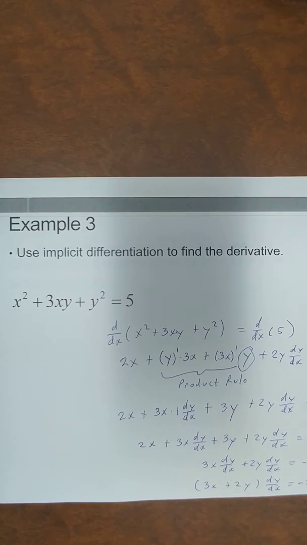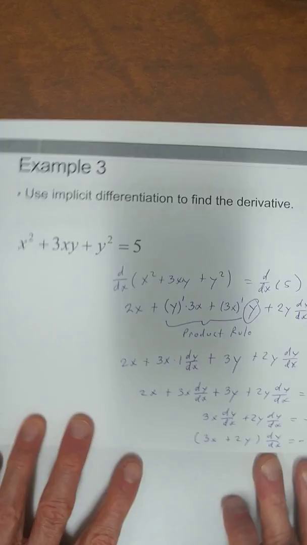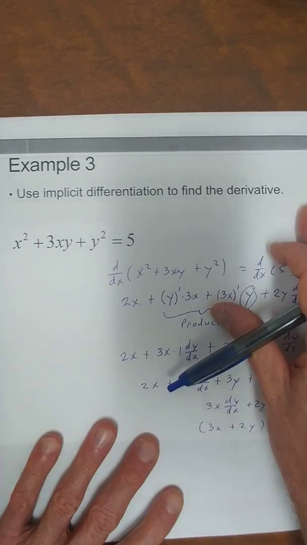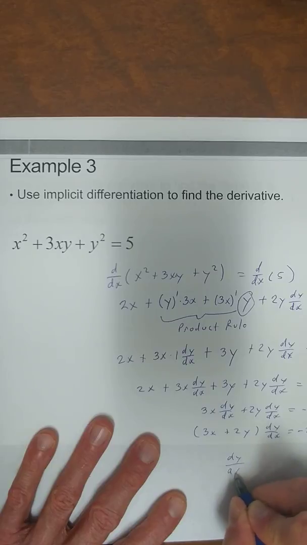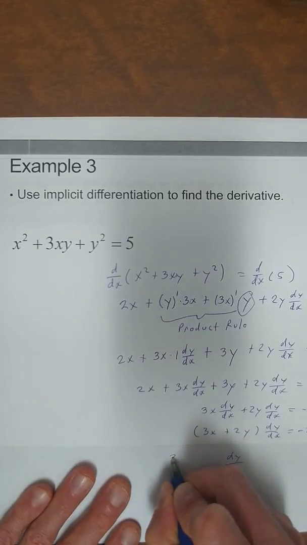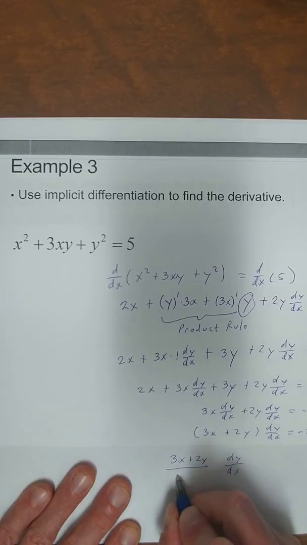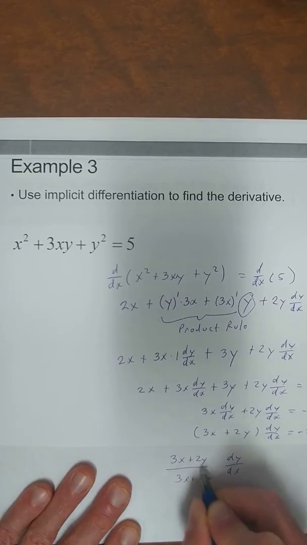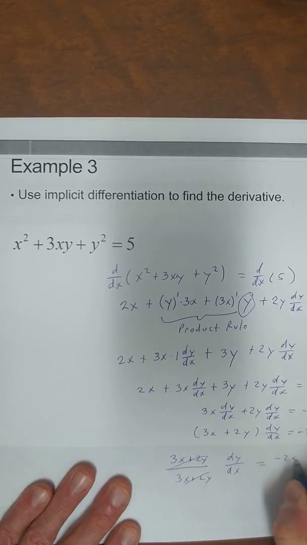And I need just to add on here to the bottom. We can now divide both sides by 3x plus 2y.